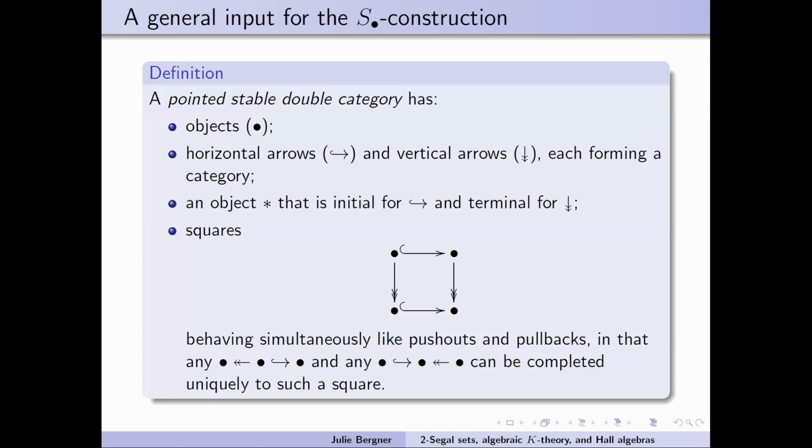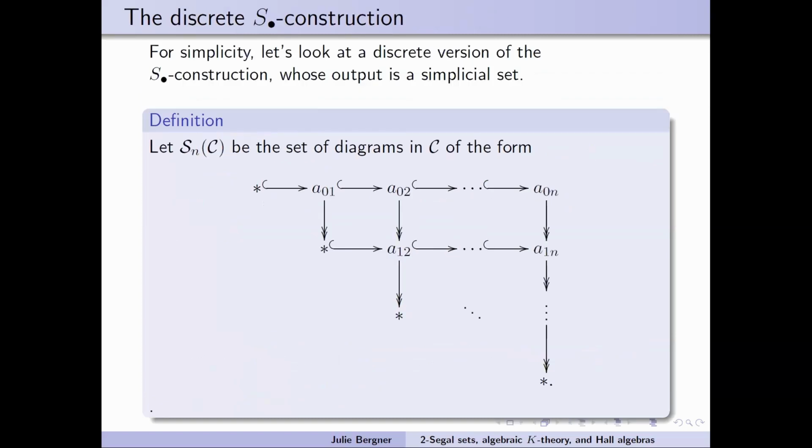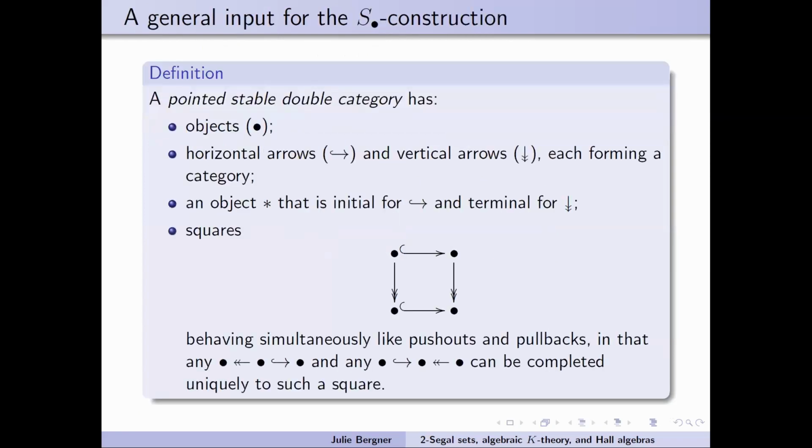But it turns out we didn't really need that. So that's what the double category is. So we have this square. Pointed means we want to have something like the star object. But if you think about the diagrams, we always end up mapping out of them with the horizontals and into them with the verticals. So we don't need it to be a zero object in both categories. We just say it has to be initial for the horizontal category and terminal for the vertical.